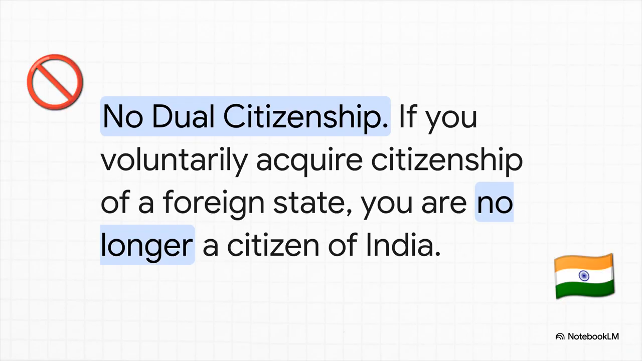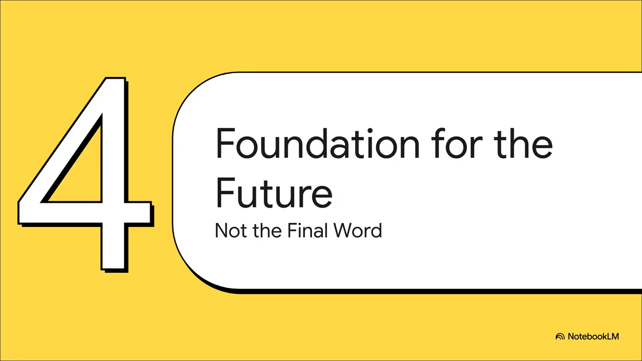And finally, you have Article 9, which made one thing crystal clear, and it's a principle that holds true to this day. India does not do dual citizenship. If you voluntarily become a citizen of another country, you automatically, instantly, are no longer a citizen of India. It's that simple. So the Constitution answered those initial giant questions of where are we and who are we.